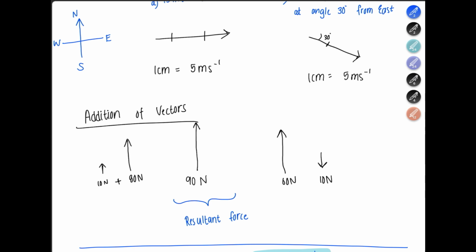On the other side, it's 60 and 10. Here you have to subtract because they're in the opposite direction. So this is going to be 60 minus 10 equals 50 Newton. 50 Newton upwards. You have to remove this much here.